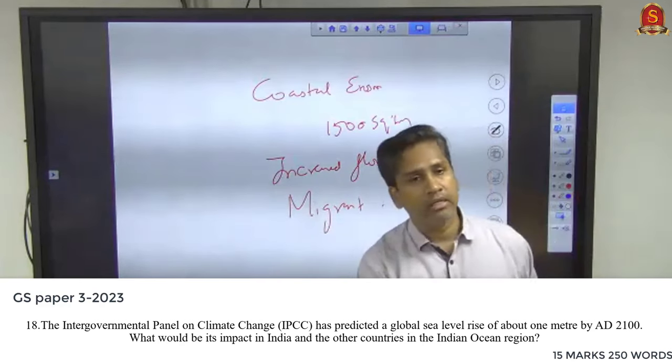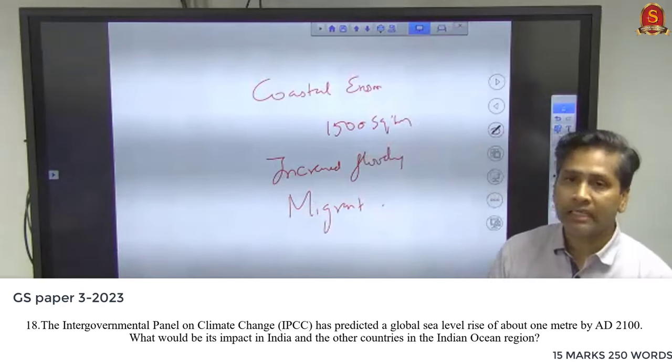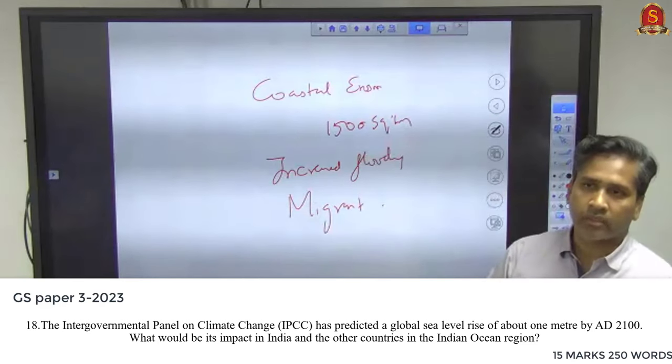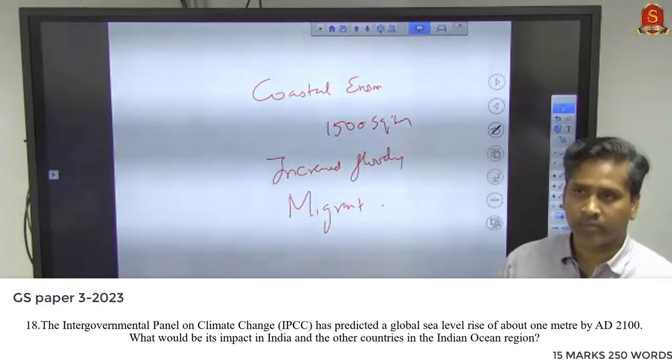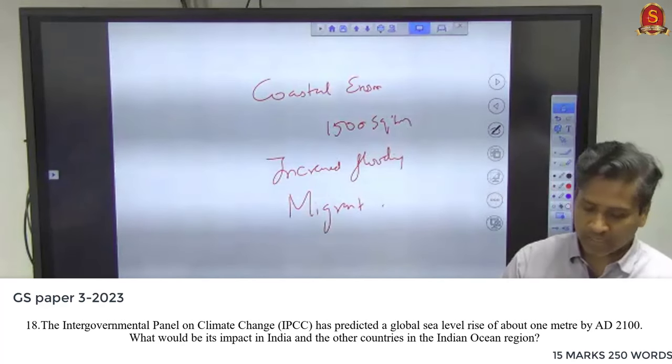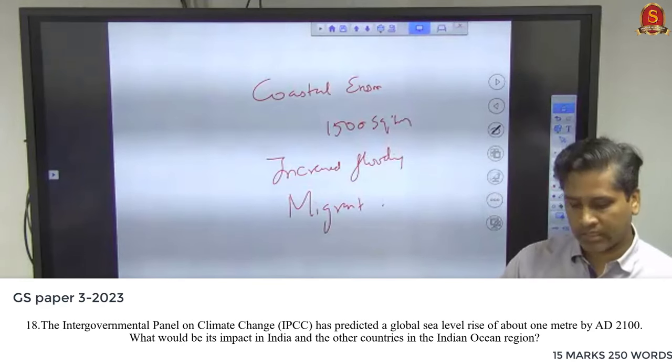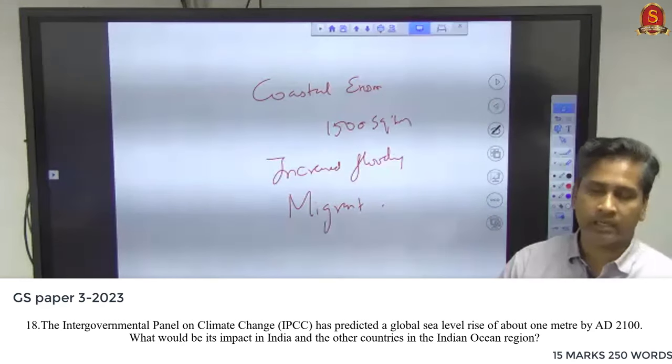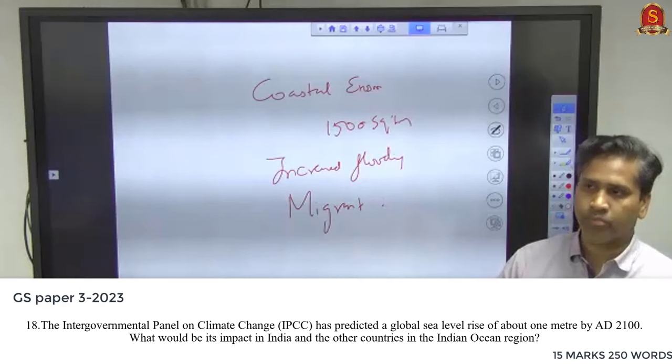And apart from that, it will also have a thermohaline disruption. So the thermohaline, the heat and the saline, because the salinity changes, the heat changes because of the sea level rise, that will also have an impact. And many island countries are going to get impacted. Many island countries are going to get submerged. So these are the key points that can come.